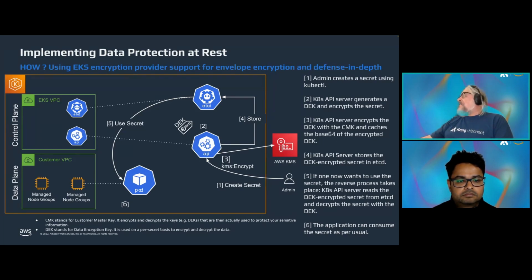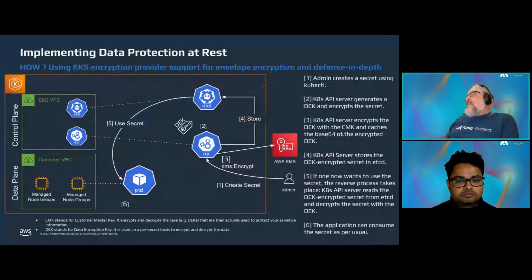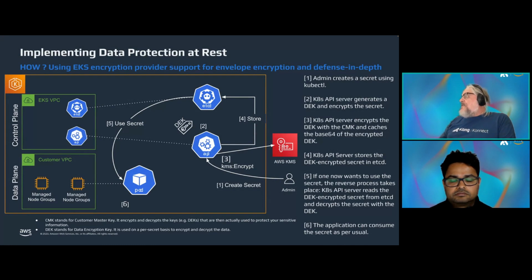It caches the encrypted result in the API server. Oops, I'm sorry. I'm going to cache the encrypted DEK. And then, in step number 4, the Kubernetes API server is going to store the secret, now encrypted with the DEK, inside the etcd. That's step number 4.